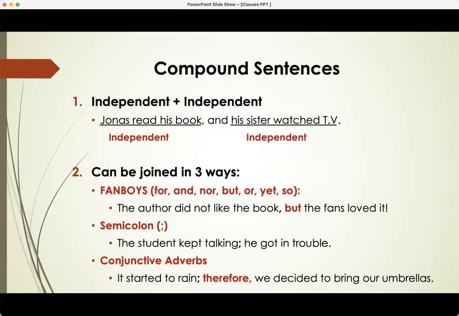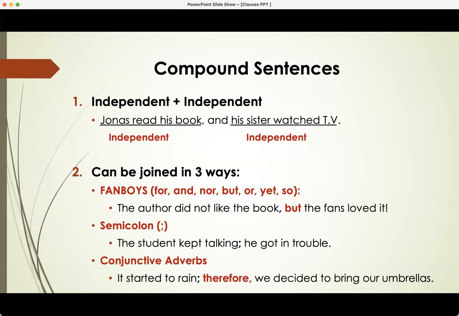The first way is through a coordinating conjunction. We have 7 coordinating conjunctions in English, which are commonly referred to as fanboys. Fanboys is an acronym for F is for, A for and, N for nor, B for but, O for or, Y for yet, and S for so. These are 7 coordinating conjunctions, and there's no other.